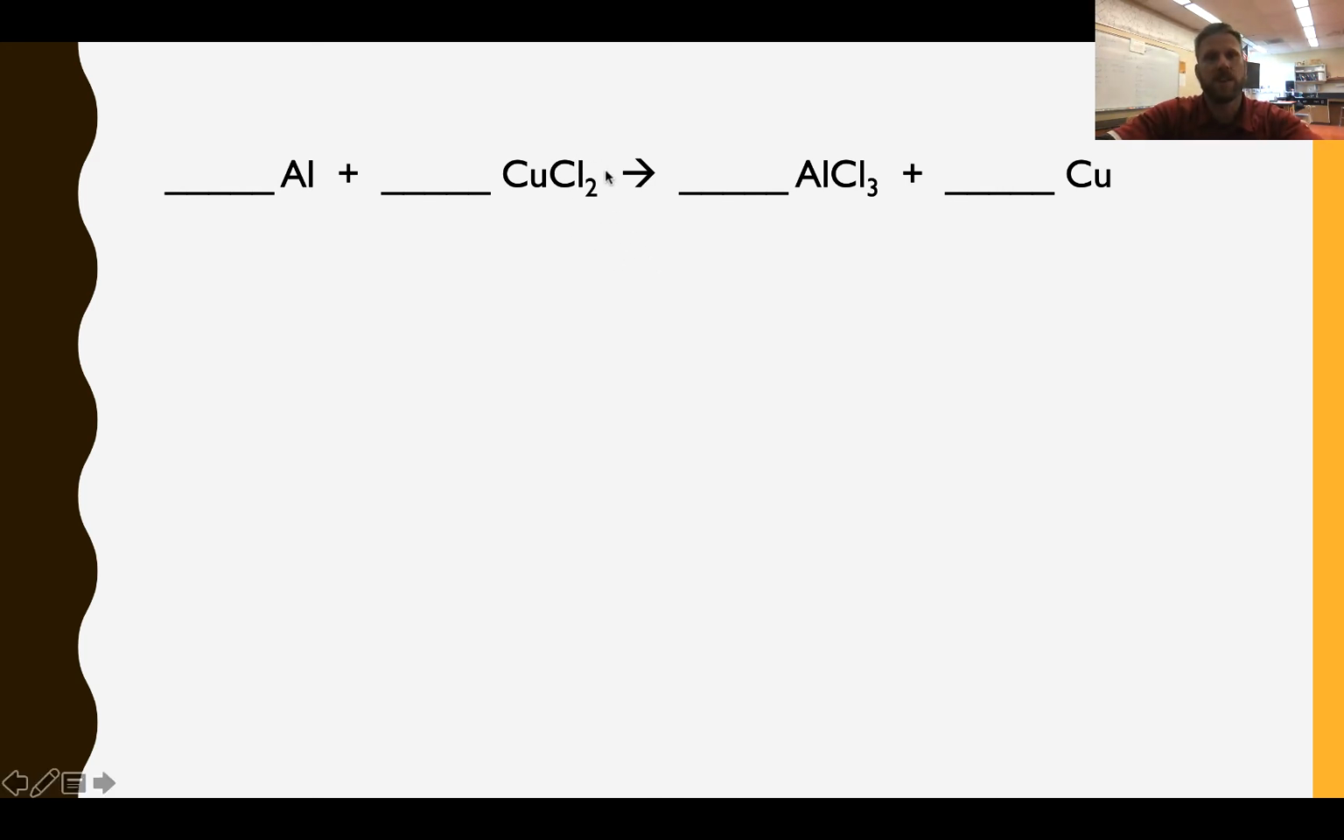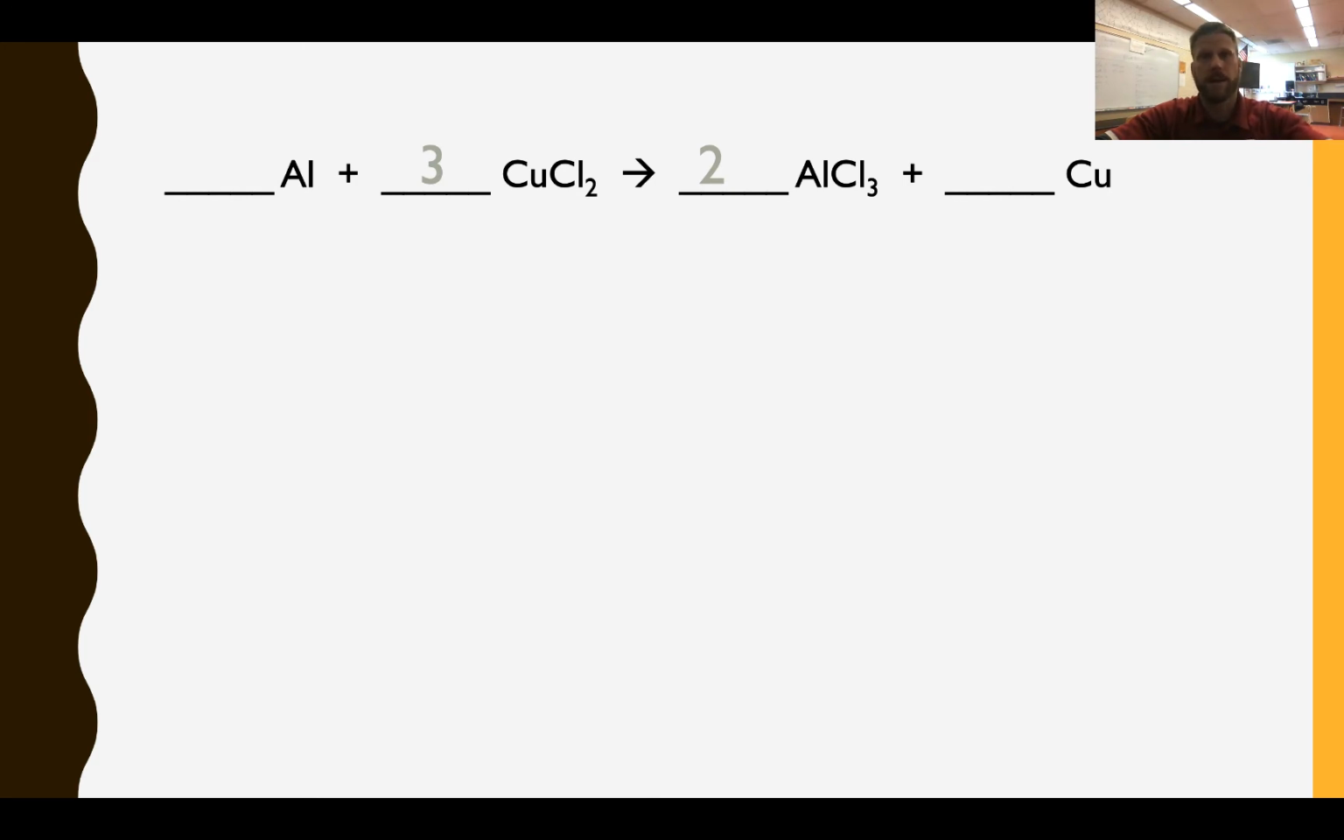Notice that you have an even number of Cl atoms on the reactant side of the equation, but an odd number of Cl atoms on the product side. When this happens, determine the least common multiple. The least common multiple of 2 and 3 is 6. So start by placing coefficients in front of CuCl2 and AlCl3. That will get you 6 chlorine atoms. We will need 3 CuCl2s and 2 AlCl3s.